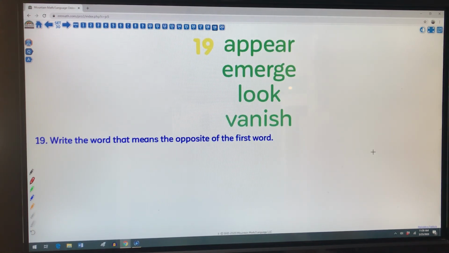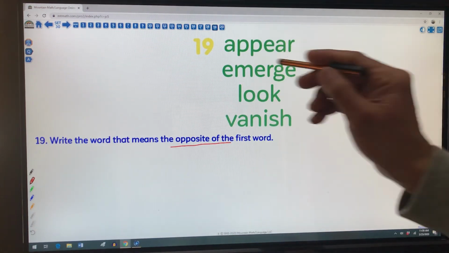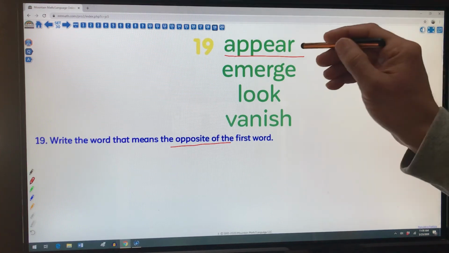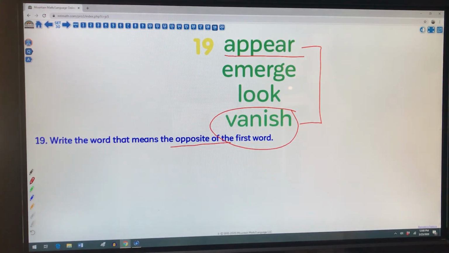Number 19. So we already had the synonym before. Here comes the antonym, opposite. So the first word we have is appear, the opposite of appear. So appear, so I can see things come into my view, they emerge, I can look at them. The opposite or the antonym word then has to be vanish, because then they'll be out of my view.